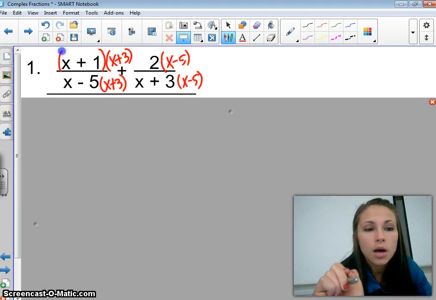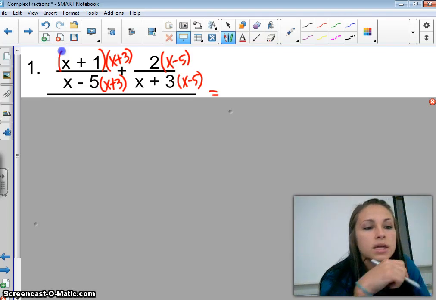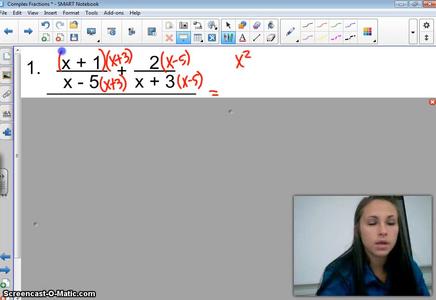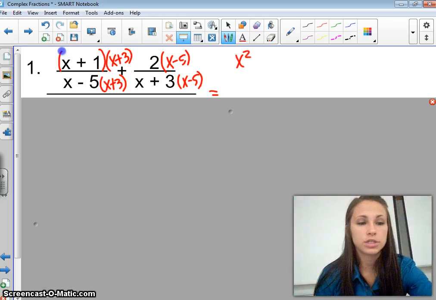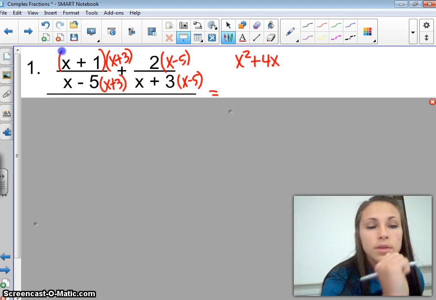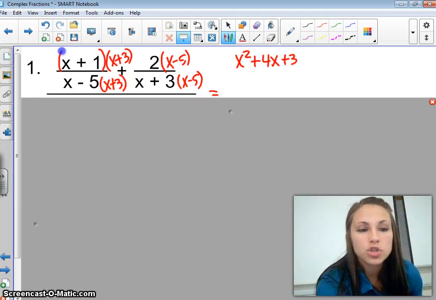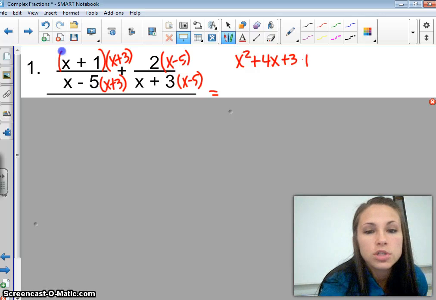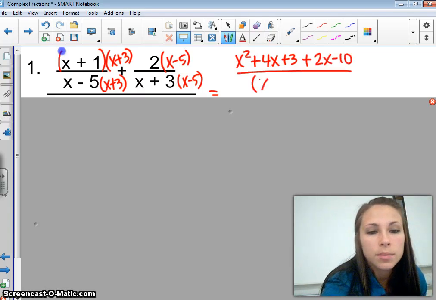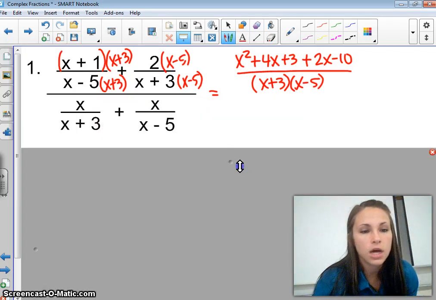Across the top, I'm going to have to FOIL that out, and I'm going to do that in my head. x times x is just x squared, and then x times 3 is 3x, 1 times x is 1x, so I'm just going to say plus 4x, and then 1 times 3 is 3, so plus 3. And then I'm going to distribute the 2 to the x minus 5, so this is just going to be plus 2x minus 10, all over my common denominator, x plus 3, x minus 5. So I've done the top part of that.